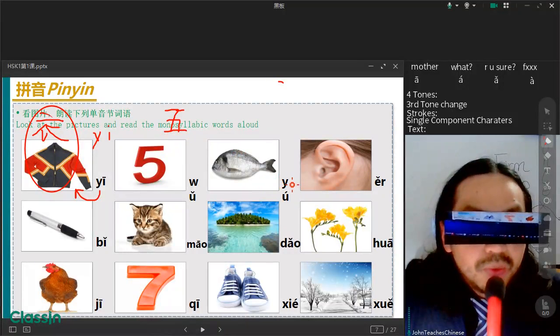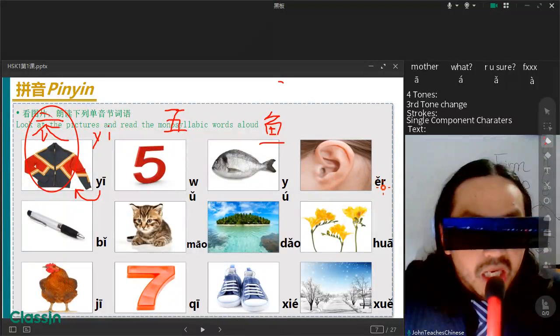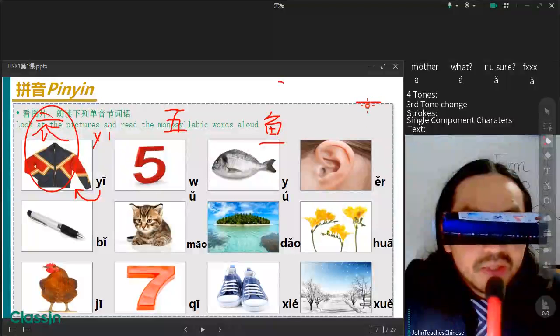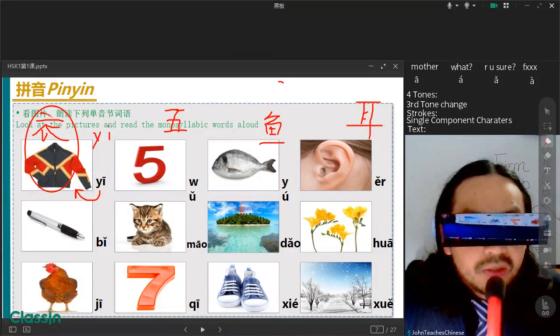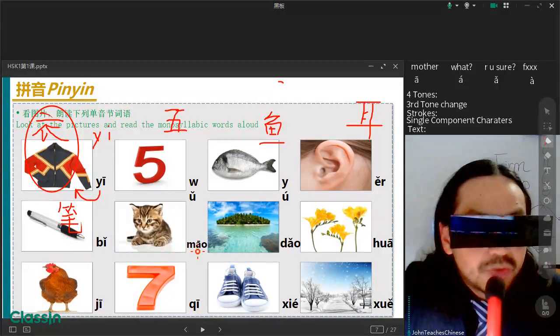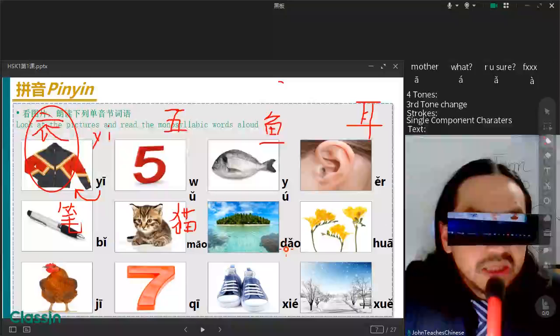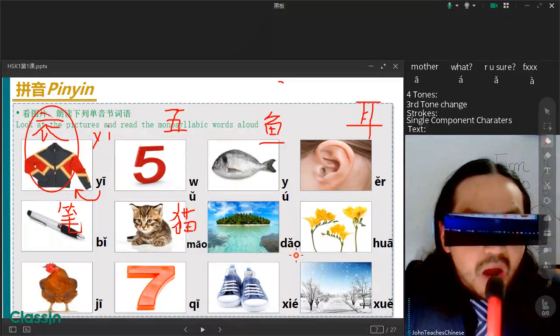Okay, yu, yu. Write in this way. Which means your ear. Bi, which means pen or pencil. It's a general name in Chinese. Bi. This one we just learned. Mao, which means cat. Mao. This one is dao. De, a, ao, dao.